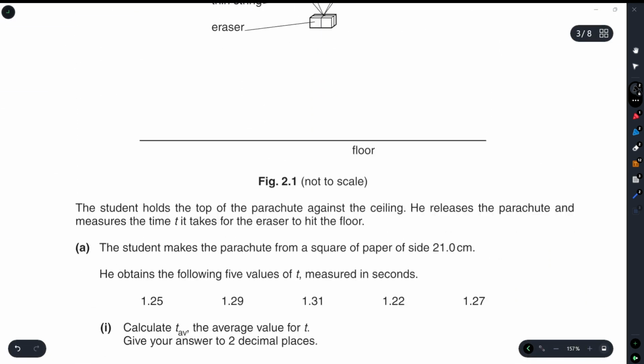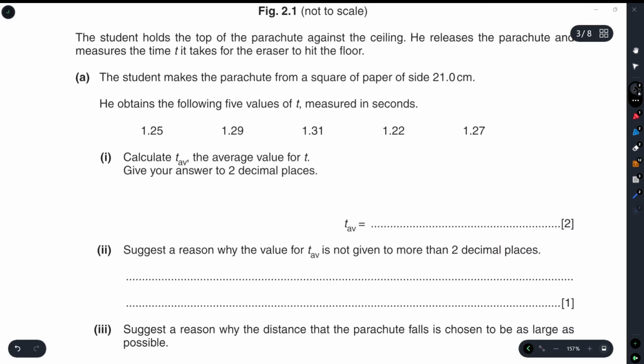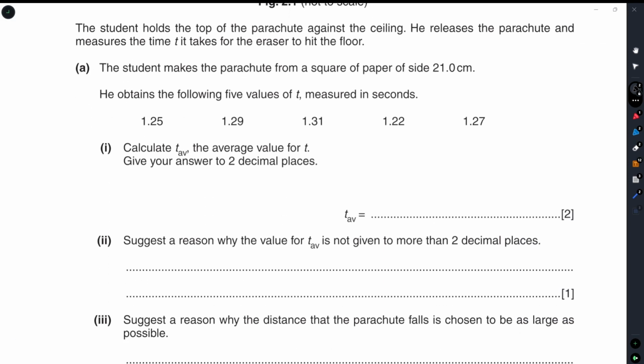Alright, so question number 2. Student takes blah blah blah. You need the average. So if I say 1.25 times 5, so 1.25 times 5 is 6.25, 6.29, 6.35. Yep, 6.35, 6.32, and 6.34. So 6.34.